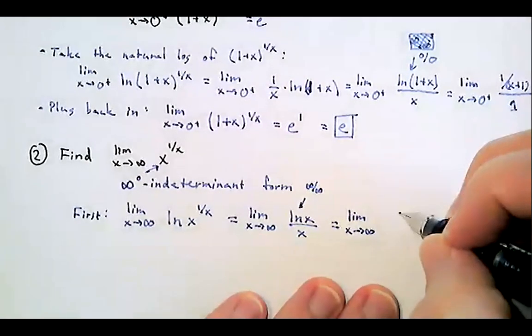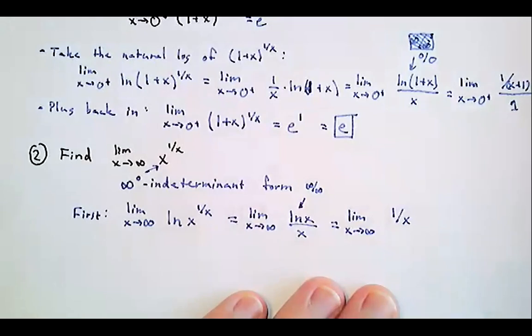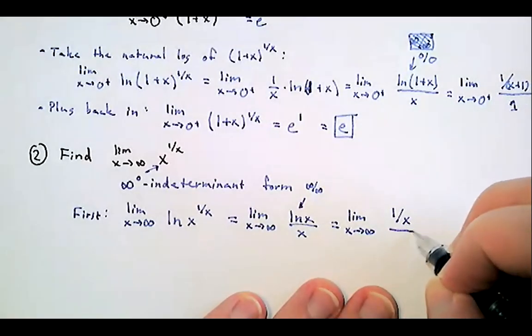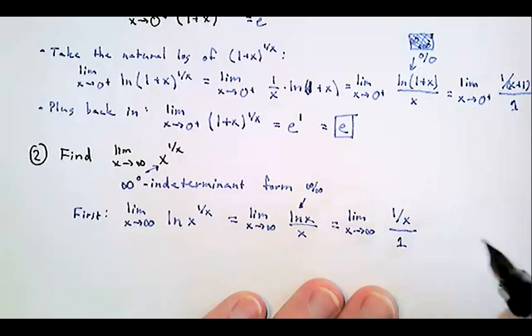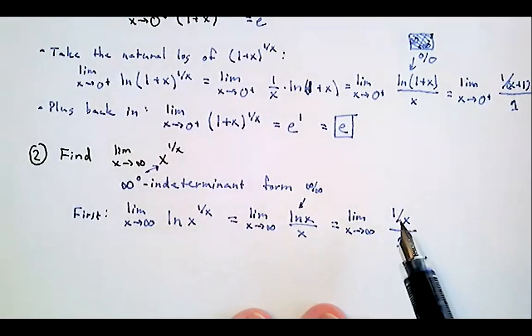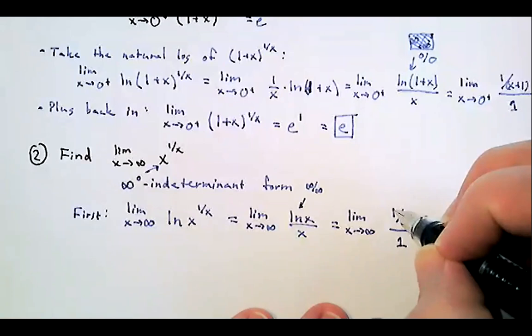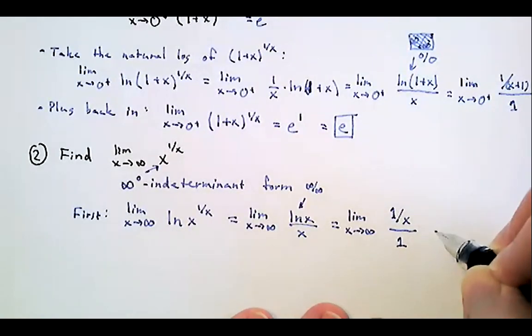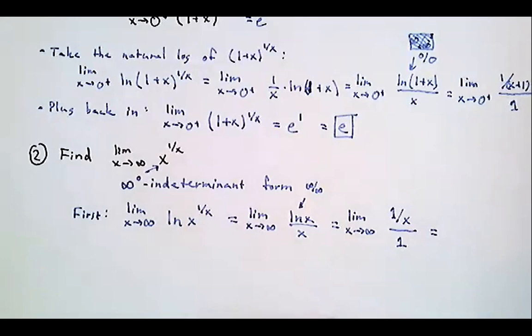The derivative of the natural log, as we know, is 1 over x. The derivative of x is 1. So what we're really looking at is the limit as x goes to infinity of 1 over x. Dividing by 1 doesn't really do anything. So this comes out to, anyone? Zero, yeah, that's right.